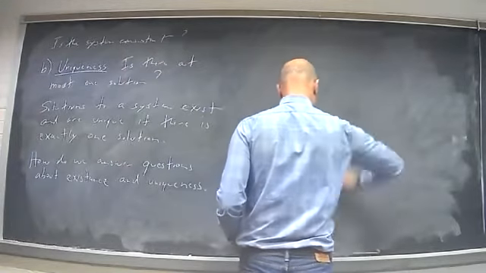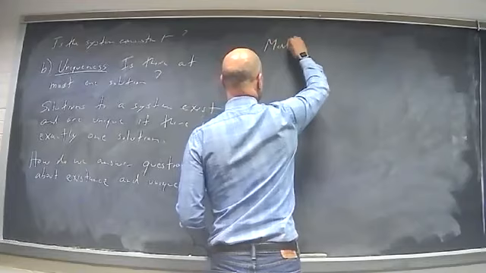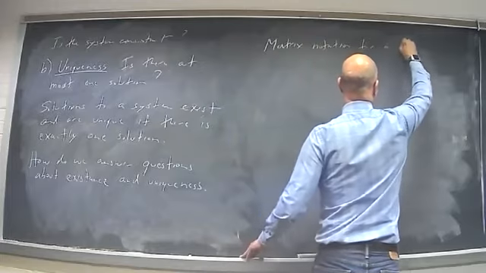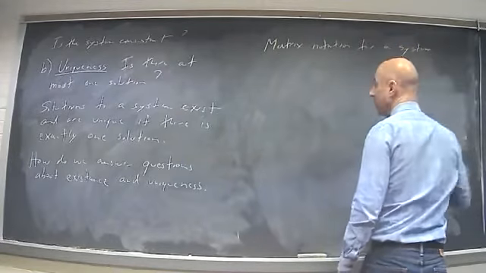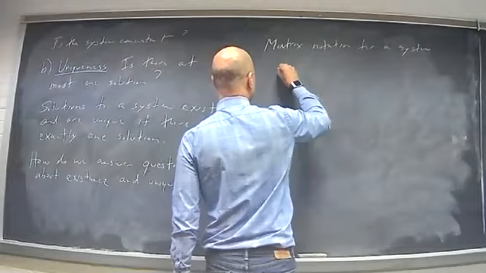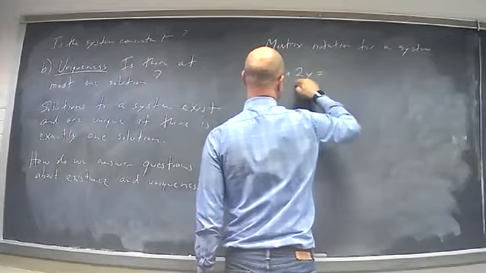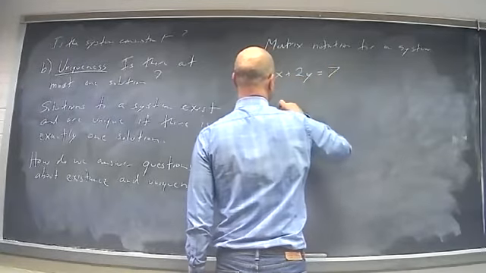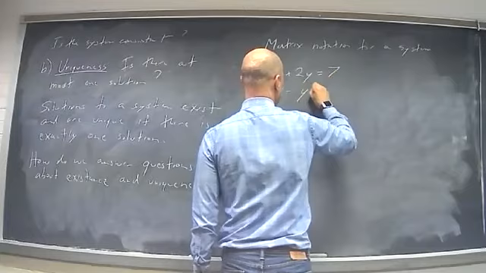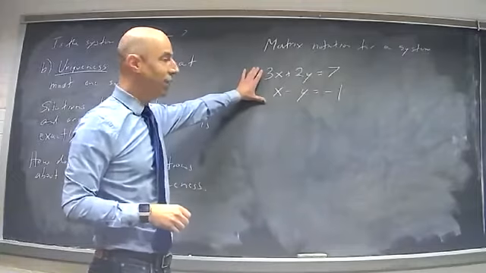I want to introduce matrix notation. Let's say I have the system 3x plus 2y equals 7, and x minus y equals -1. This is the system written as a system of linear equations.